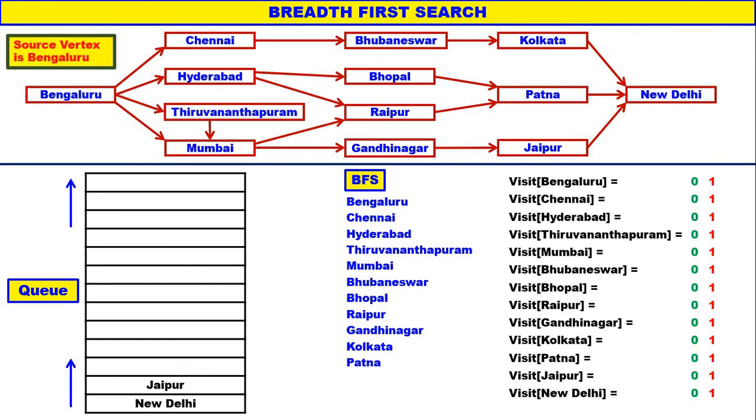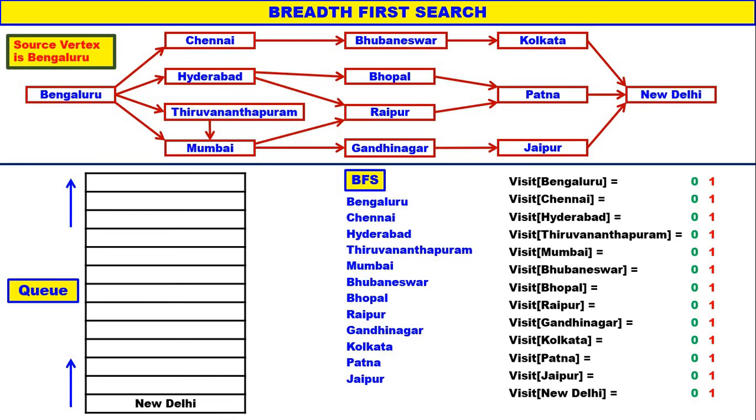Remove the front element of the queue. What is the front element of the queue? Jaipur. So remove Jaipur, add it to BFS. Any nodes adjacent to Jaipur? Yes, New Delhi. But can we add New Delhi to the end of the queue? No, because visit of New Delhi is already 1. That's all for Jaipur. Now again go back.